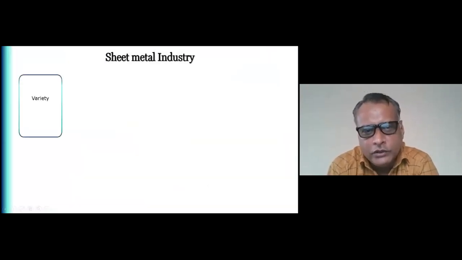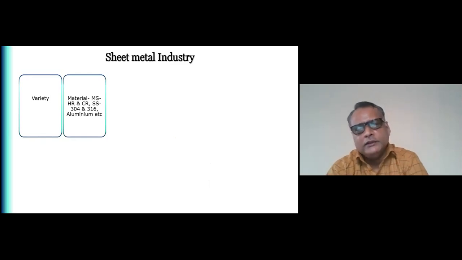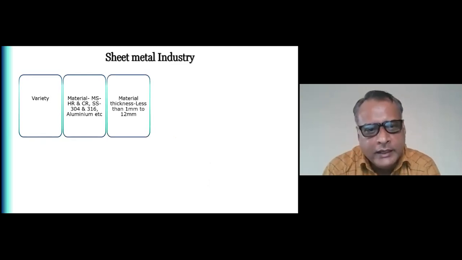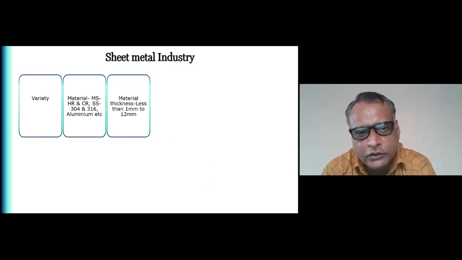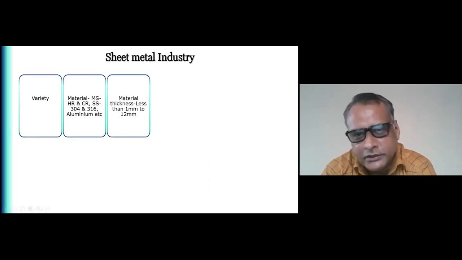Now I just want to go through what the factors of the sheet metal industry are. First of all, there is variety. Variety in terms of material: there are MS and SS components. In SS, there are SS 304 and 316, and aluminum also. Then the metal thickness is also one of the parts. The variety in metal thickness means sheet metal can be as low as less than 1 mm thickness up to 12 mm thickness.